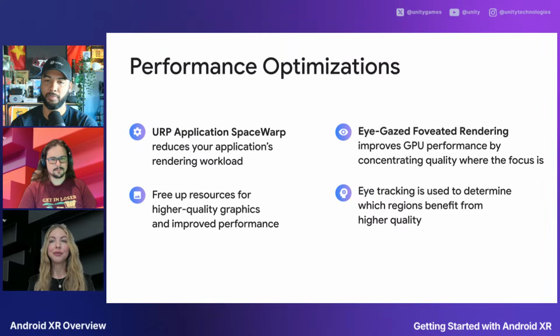Same thing with eye-gazed foveated rendering. So this came in Unity 6 Forward. And you can use that in combination. The reason it's called eye-gazed foveated rendering is it's using eye tracking to determine which regions benefit from higher quality. When we're looking through, we don't need everything to be the highest quality. It really depends on where we're looking and what we're focused on. And by doing that, you can improve GPU perf, right? So you're just concentrating your quality where your focus is.